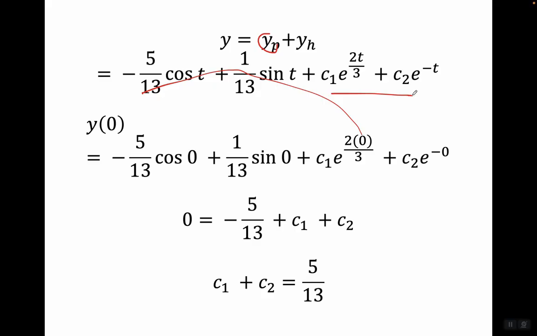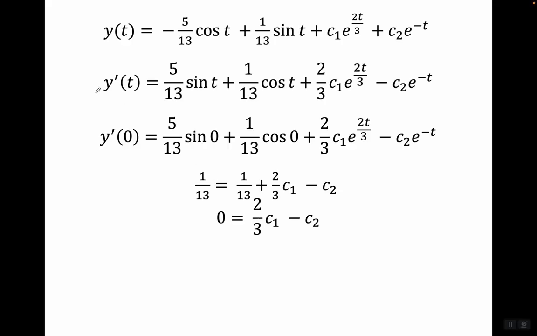So let's plug in 0 because we know y of 0. y of 0 is negative 5/13 cosine 0 plus 1/13 sine 0 plus c1 e to the 2 times 0 over 3 plus c2 e to the negative 0. This simplifies to 0 because, again, recall y of 0 is 0. So 0 equals negative 5/13 plus c1 plus c2. This leads to the equation c1 plus c2 equals 5/13.